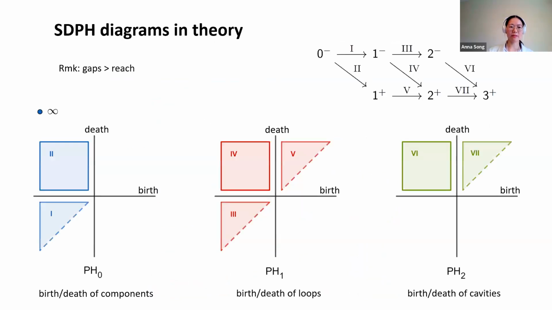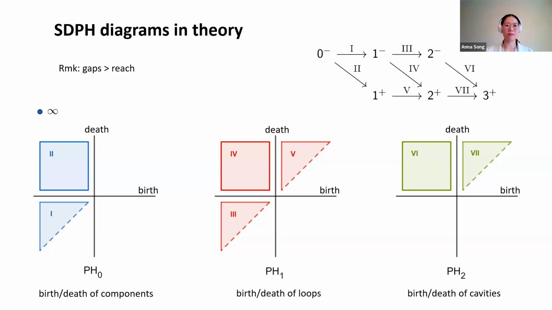So in terms of the diagrams, once you compute the SDPH diagrams, you obtain a scatter plot dispersed throughout these quadrants. As a remark, the distance of the birth-death points with respect to the main axis should be greater than the reach of the submanifold.